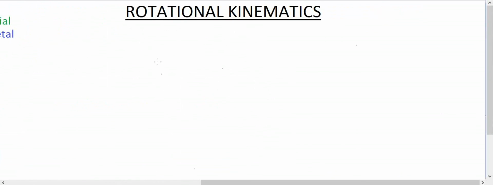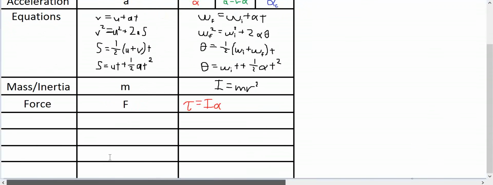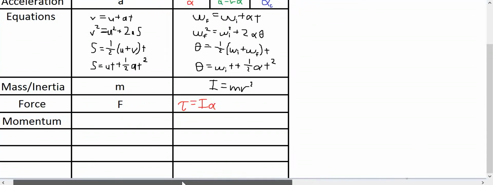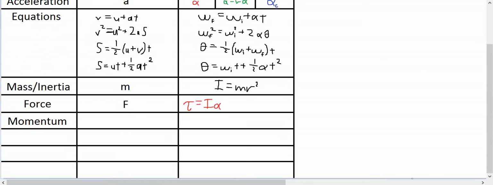So if you know momentum already, linear momentum in normal kinematics, normal dynamics, is represented as p equals mv. Okay, this is normally what it's like.